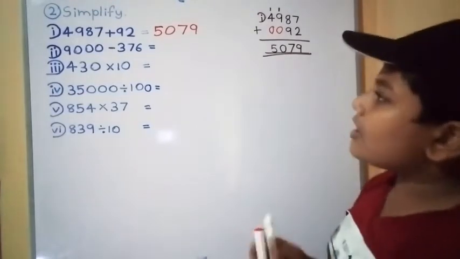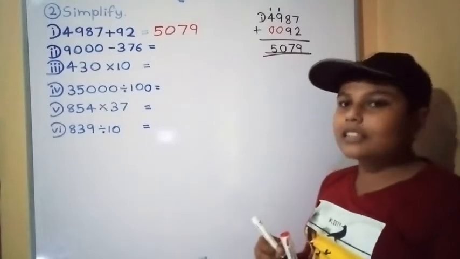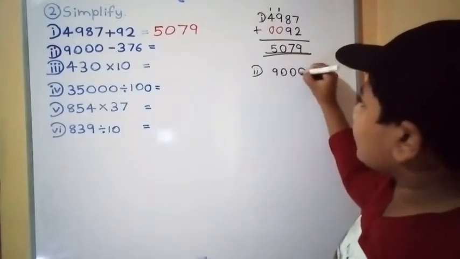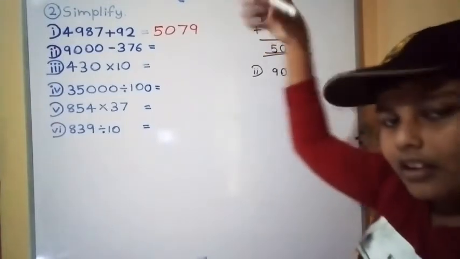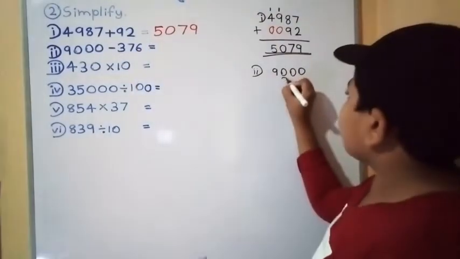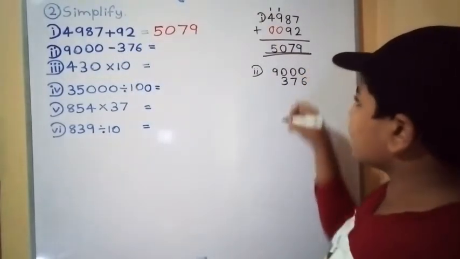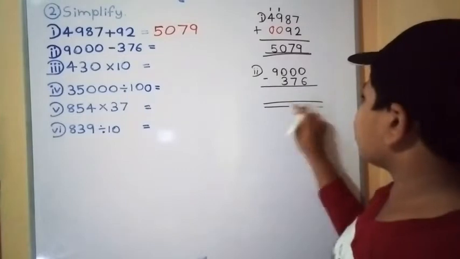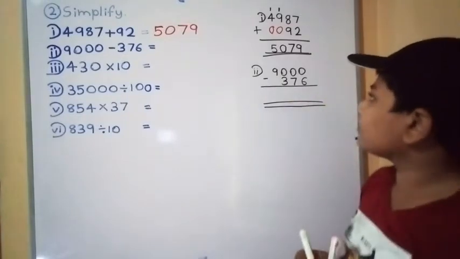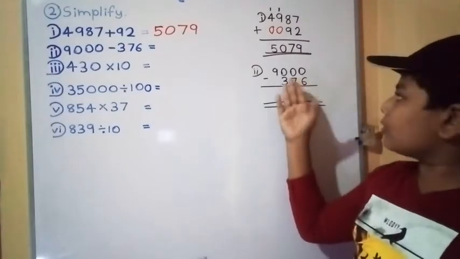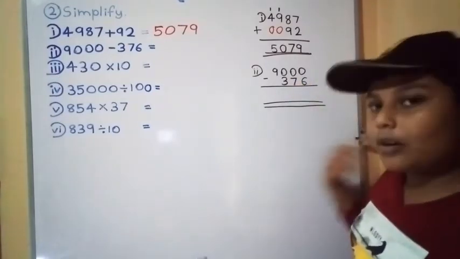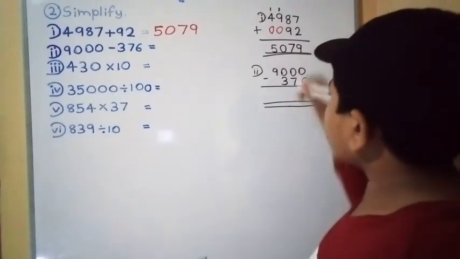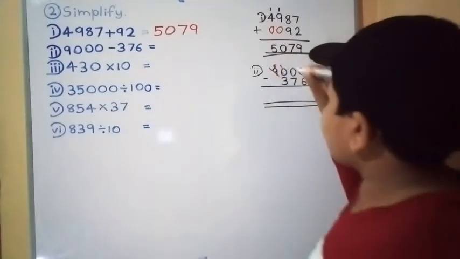Second one, 9000 subtract 376. I get the second one in there, 9000. As I explained last time, place the unit place under unit place. That writes like this, 6 in there, 7 in there, 3 in there. They are subtractable. Let's subtract this. Right? Now they have 3 zeros for there. Now you can't subtract 6 from 0, 7 from 0, 3 from 0. You want to get a number from there.